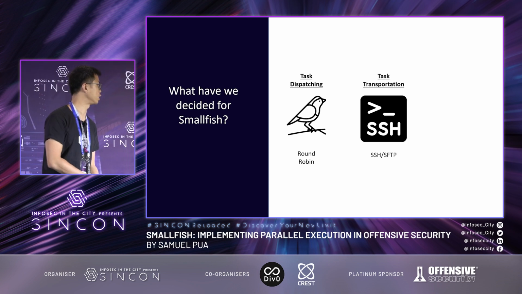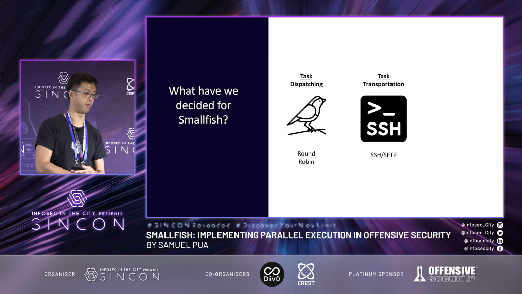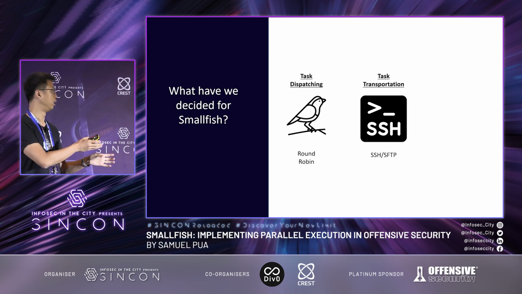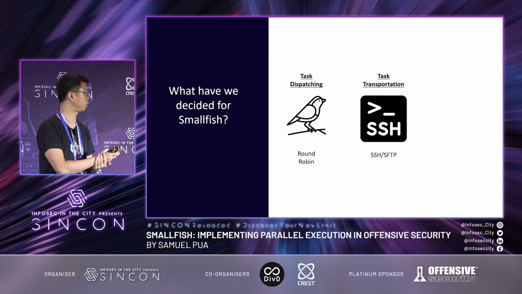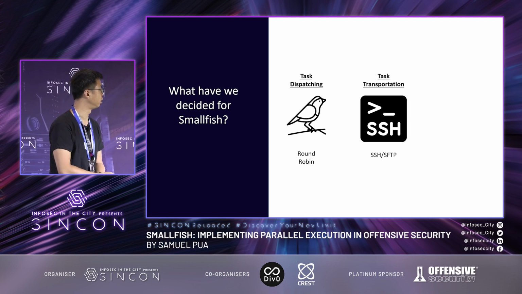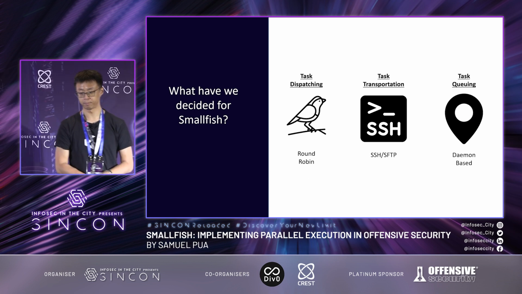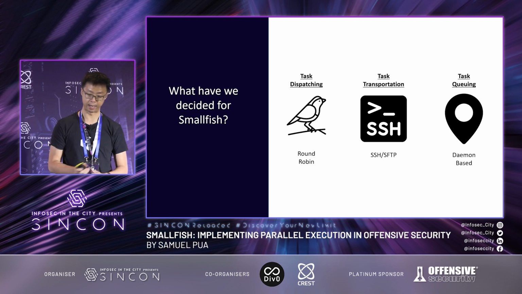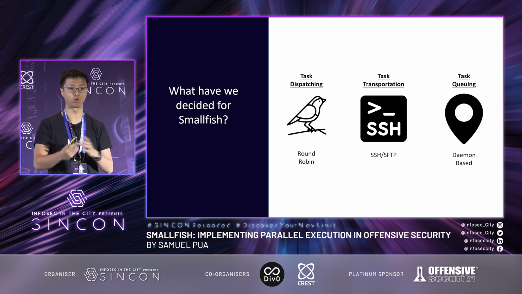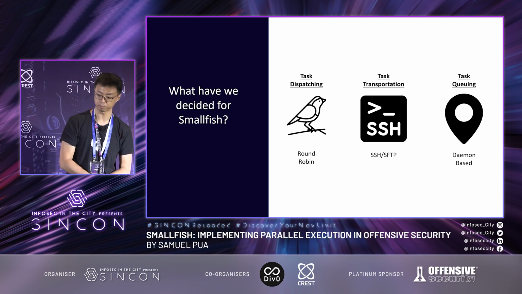In terms of task transportation, we have decided to use SSH and SFTP to send the files. This will simply send the task or the auxiliary files over SFTP, and then send the command over SSH. And lastly, in terms of task queuing, it is essentially daemon-based, and this will allow the tasks to be managed on each of the workers after sending the task to each worker.